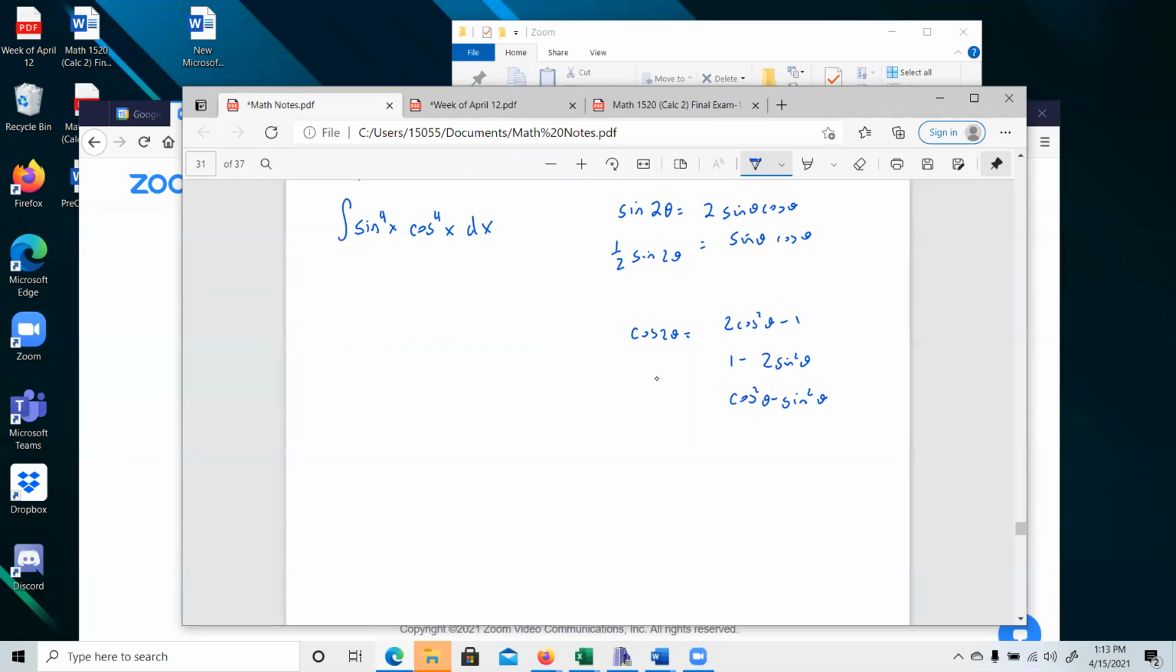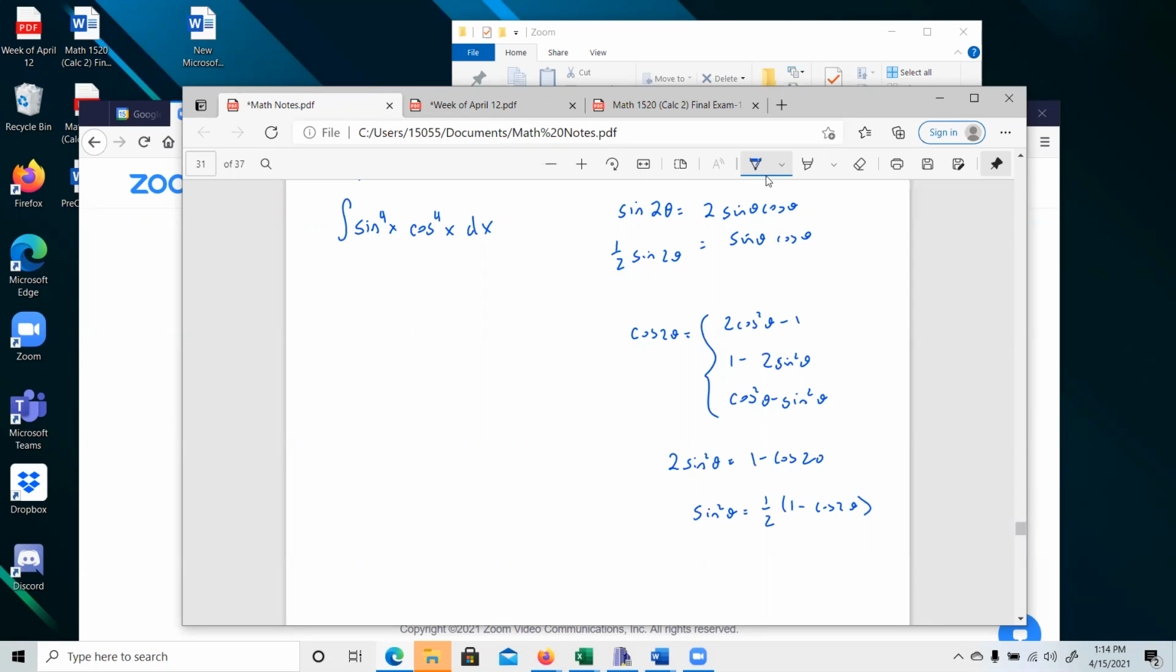What we're going to do here is say that cosine 2 theta equals all of these. So we could say that 2 sine squared theta is equal to 1 minus cosine 2 theta. So move this over here, move that over there. So sine squared theta is equal to 1/2 times 1 minus cosine 2 theta.